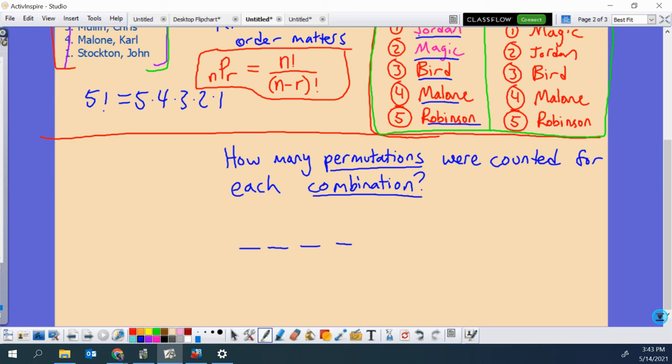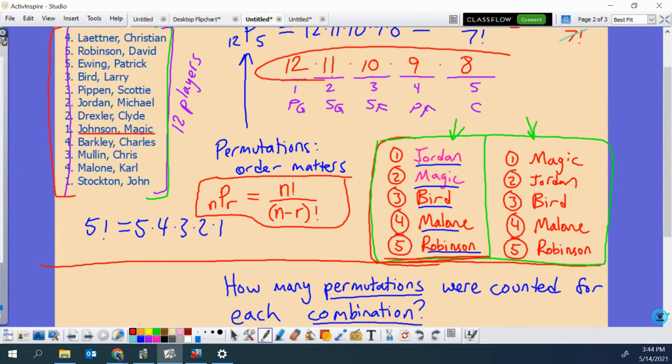Well, we had 5 positions, and every ordering of those 5 players is the same combination. How many choices did we have for the first player with those 5? Well, 5, right? And then once we pick, say, Jordan to play the 1, now you have 4 choices left for the 2 spot, 3 for the 3 spot, 2 and 1. And so that's 5 factorial, or 120 different permutations for each combination. That's going to be true for any 5 players you choose. There are 120 different orders that we counted up here.